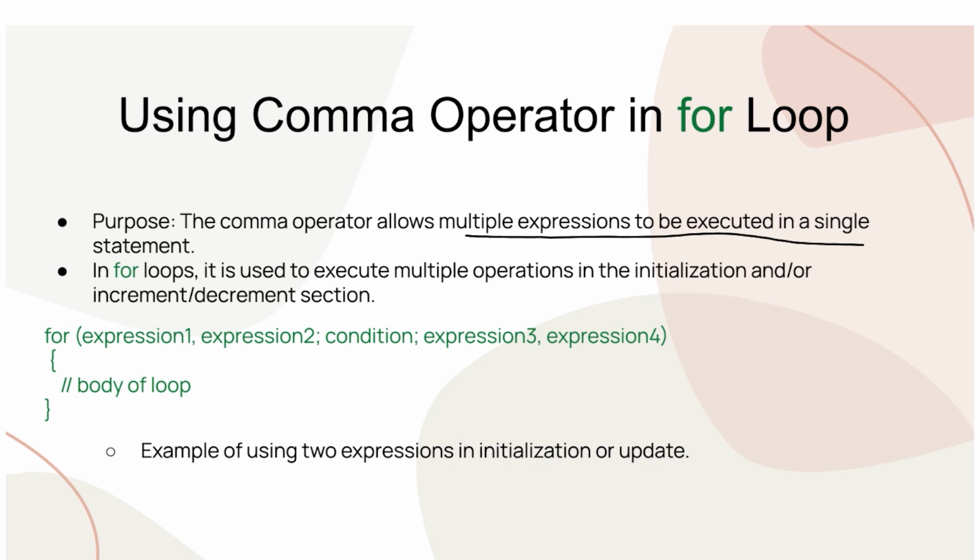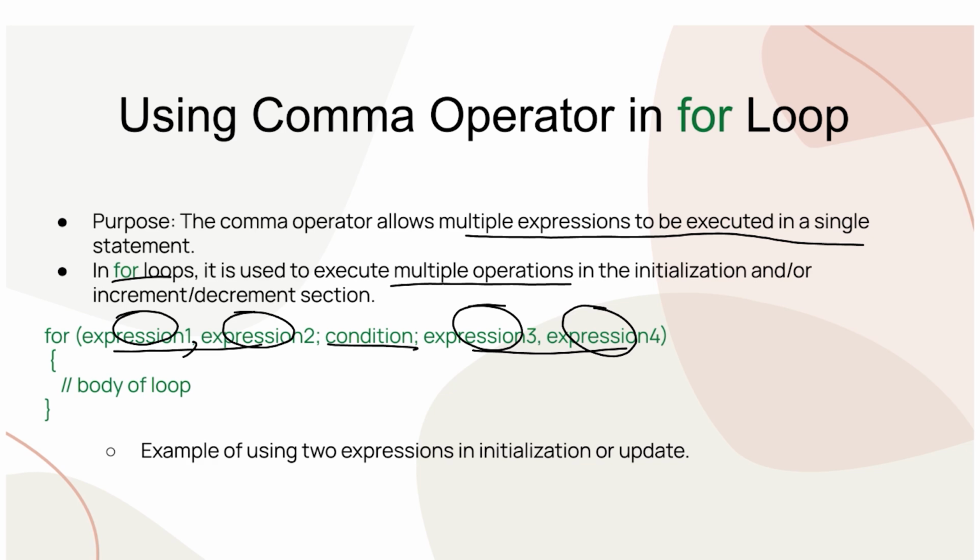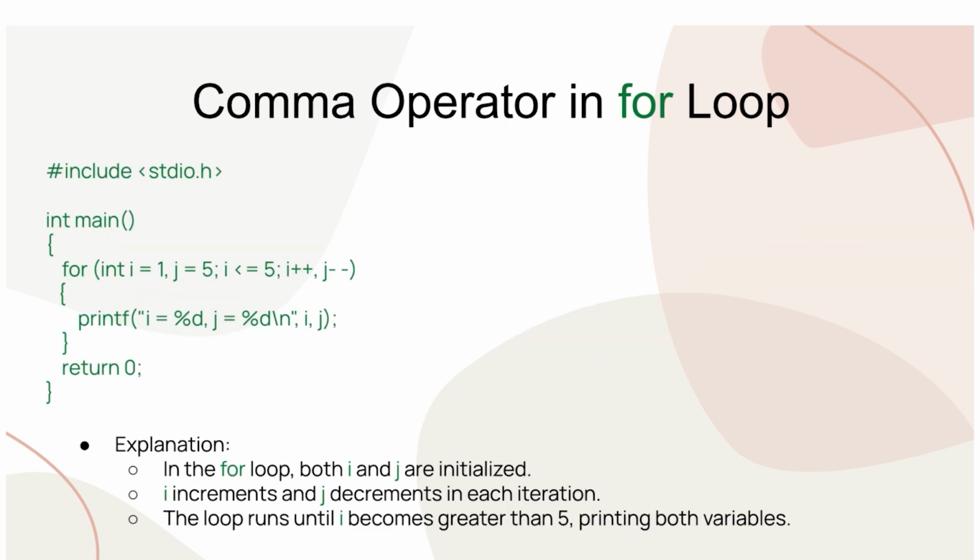It is usually used in a for loop only. The for loop supports execution of multiple operations in two places, like in incrementation, decrementation, or in initialization. In initialization, you can use this comma operator to initialize two different variables. The condition must be single only. And in incrementation, decrementation, you can again change the values of these two counter variables.